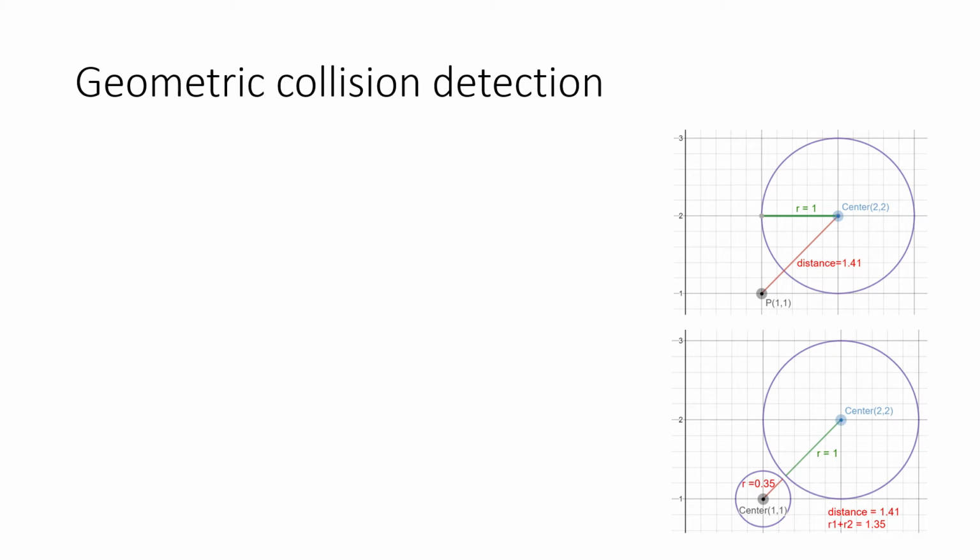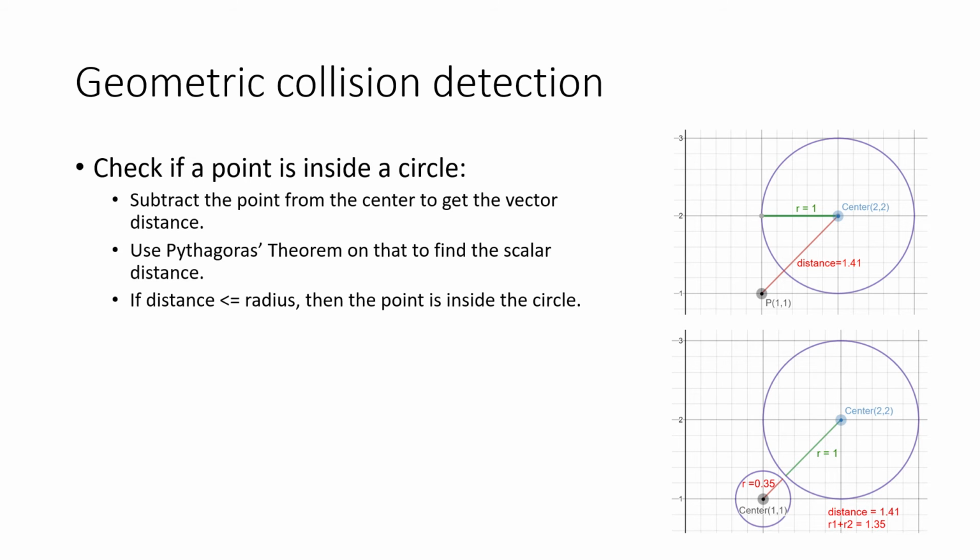Now here's some really useful stuff. Geometric collision detection. You can check if a point's inside a circle. So here's our circle centered on 2, 2. It's got a radius of 1. And this object here is at 1, 1. You can visually see that it's outside the circle, but computers don't use eyes like that. They have to use numbers.